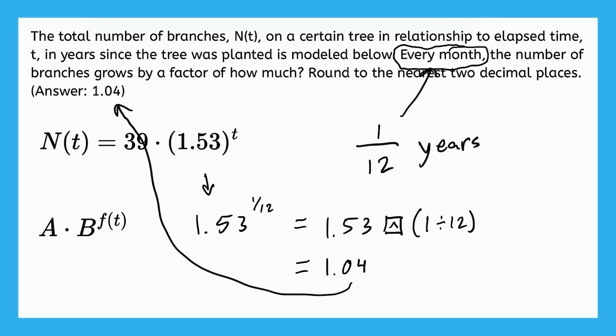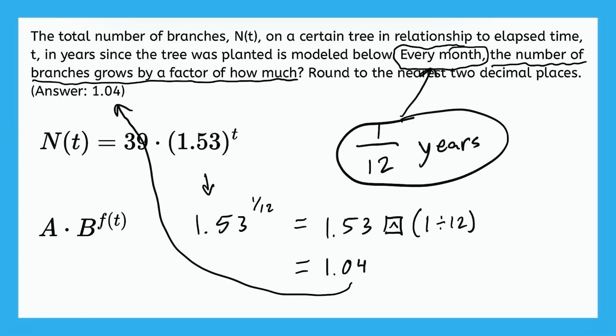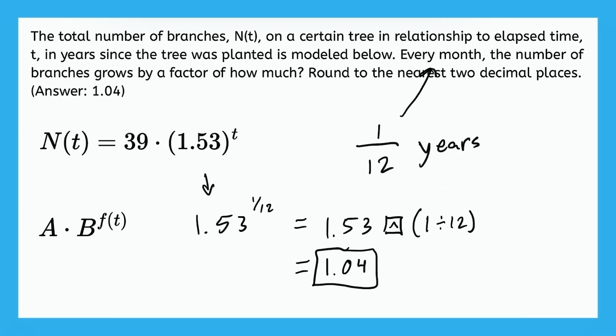So when they say the number of branches grows by a factor of how much, we now know that every month, right, every 1/12 of a year, the number of branches grows by a factor of 1.04, which also corresponds to our b to the power of f of t. So our answer is 1.04 when we round to the nearest hundredth. If you want to make it look just like the previous problem, you could always just cross out this month and instead think of it as 1/12 of a year. But that should be plenty clear by now.